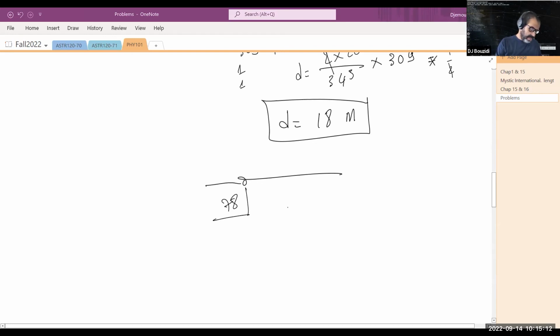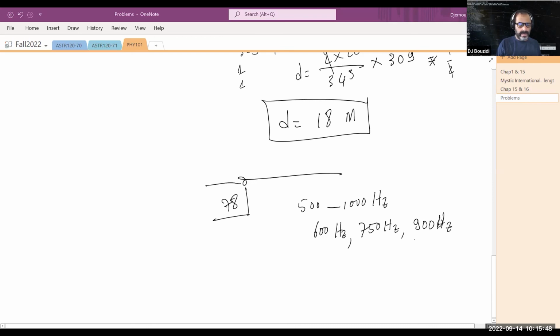You measure all of the possible resonant frequencies for a guitar string in the range from 500 to 1,000 hertz. You have a device that can measure frequencies between 500 and 1,000 hertz, and you find that it will resonate only at 600 hertz, 750 hertz, and 900 hertz. So the question is, what is the fundamental frequency for the string?